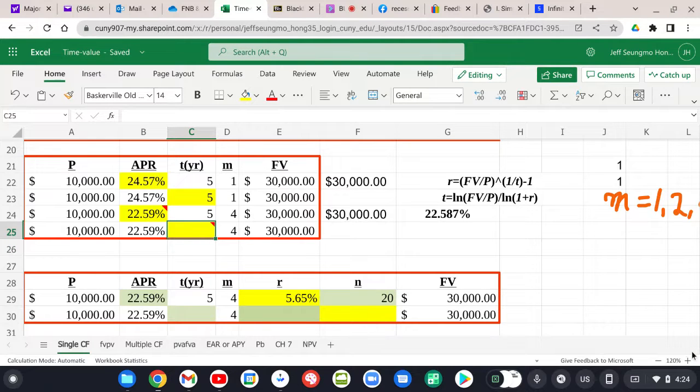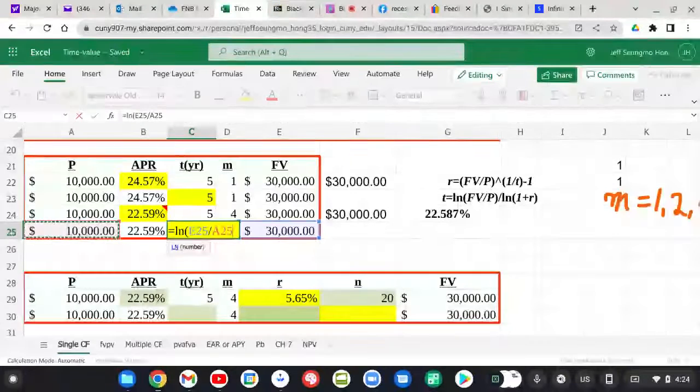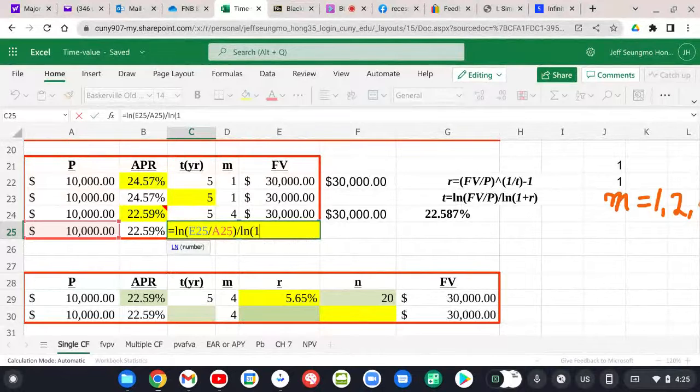So anyway, we're gonna take natural log. We'll have to start with the equal sign. Natural log of FV over P, divided by natural log of 1 plus, this time, think about it.